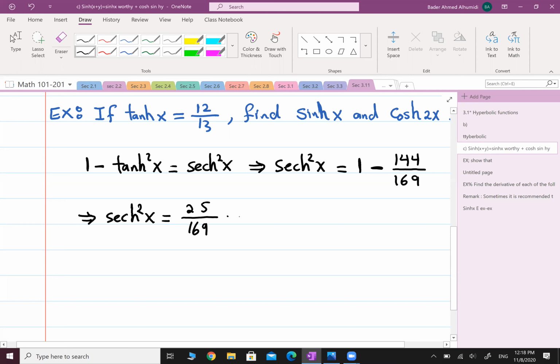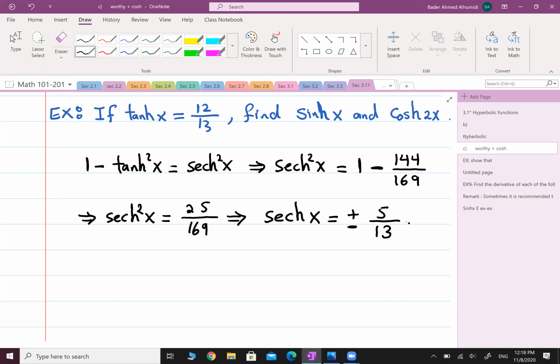Here I need your attention, please. Because in the exam they may give you this answer: secant hyperbolic equals plus or minus the radical of this, that is 5 over 13. There is something wrong here. What is it? Who can tell me why this is wrong? The cosine is always above 1. Well done. Secant hyperbolic is always positive, why? Because the cosine is always greater than 1.